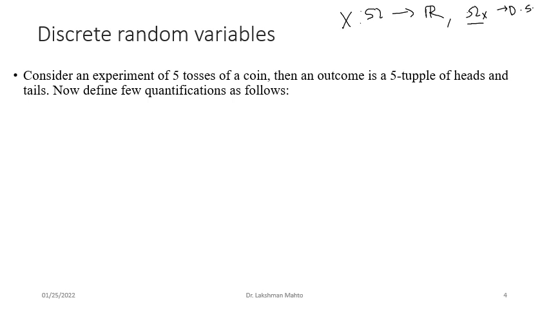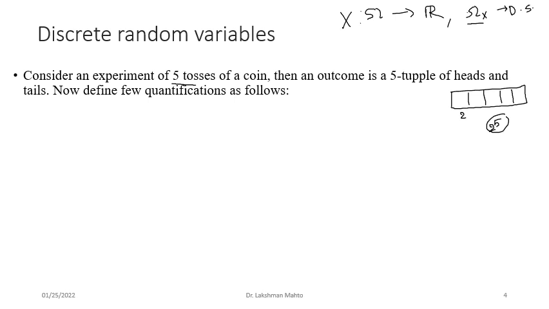Okay, so we are taking an experiment like tossing a coin five times. If you talk about the outcome of this experiment, each outcome would be a five tuple of heads and tails. If I ask the number of possible outcomes, from the principle of counting you can easily see: there are five boxes, each box you can fill in two ways, so 2 to the power 5 outcomes would be there in this experiment.